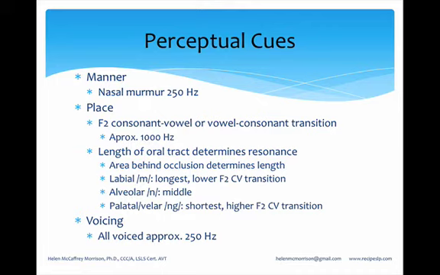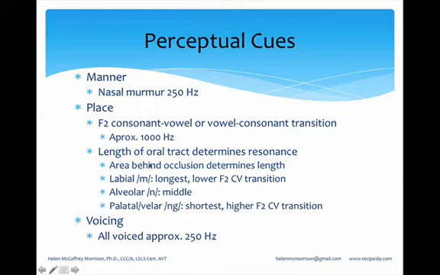So let's take the same information and map it onto perceptual cues for the 3 dimensions of consonant production: manner, place, and voicing. The manner is we know that we're hearing a nasal, that there's nasal resonance because of this nasal murmur at 250 hertz. Now, place is determined by the second formant transition in and out of the nasal consonant at approximately 1,000 hertz.